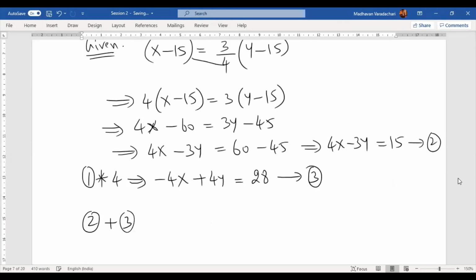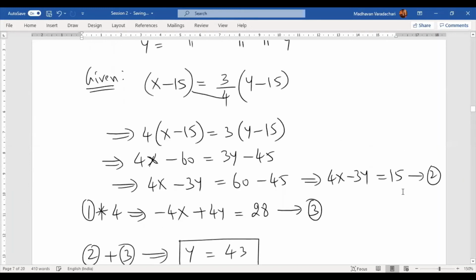Why am I adding? Because these two are opposite in signs. Minus 4x plus 4x, so if I add, that will get nullified. So 2 plus 3 will give me, this and this get cancelled. 4x minus 3y will become y, and 28 plus 15 becomes 43. So the age of person y is 43.